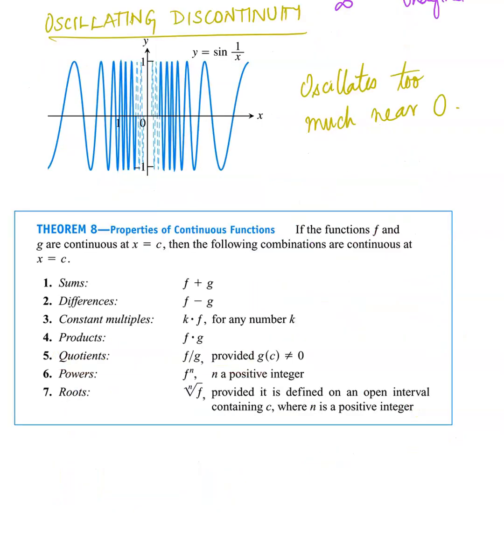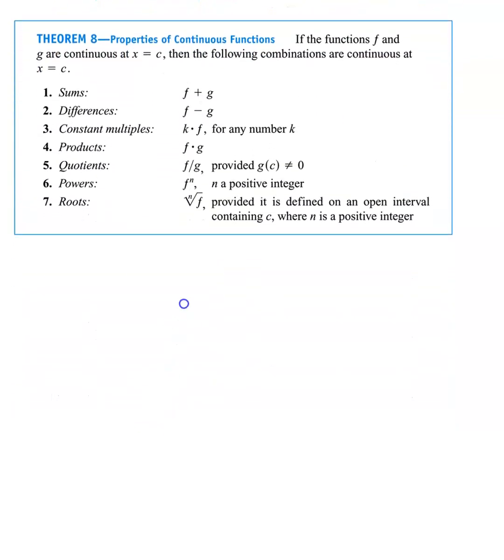Now let's take a look at the properties of continuous functions. We have the premise given to us, which says if the functions f and g are continuous at x equals c, then the following combinations are also continuous at x equals c. So f is continuous at c and g is continuous at c. Remember, these are 2 different functions. You have 2 different graphs running and they're continuous at c. So what they're saying is we can then add the 2 functions or subtract, do the constant multiple, multiply them, divide them, take the power and take the root.